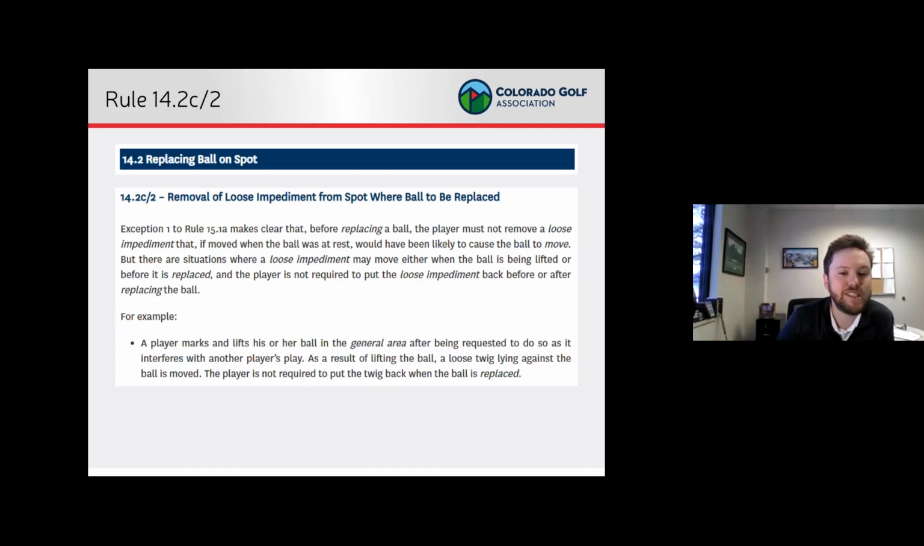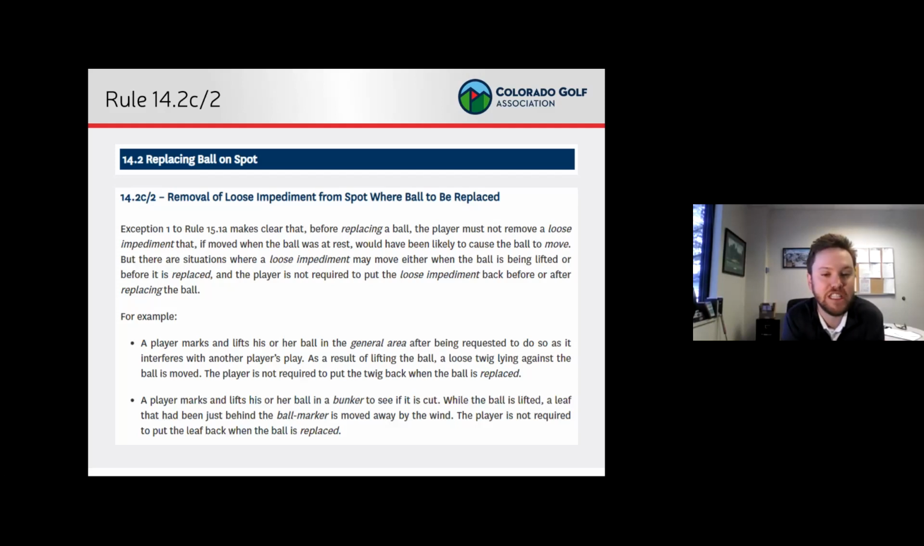It says a player marks and lifts his or her ball in the general area after a request to do so as it interferes with another player's play. As a result of lifting the ball, a loose twig lying against the ball is moved. The player is not required to put the twig back when the ball is being replaced. So in the process of lifting it, a loose impediment naturally moved. I don't have to replace it. Again, the rule is very specific about when I'm replacing it. I myself cannot remove a loose impediment that would have caused the ball potentially to move in a place. Here, it's kind of inferring that natural forces maybe caused the ball to move, or me as a result of lifting the ball. In either case, that loose twig moves. I'm not required to put it back.